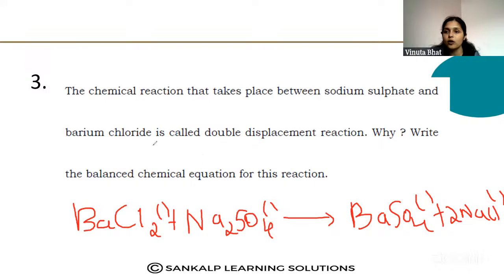Why is this called a double displacement reaction? Because there is an exchange of ions between the reactants. Barium ion fuses with the sulfate and forms barium sulfate, and chlorine fuses with the sodium and forms sodium chloride. So there is an exchange of ions between the reactants. So it is called a double displacement reaction. Okay. And this is the balanced chemical equation for this reaction. Please note down the question.